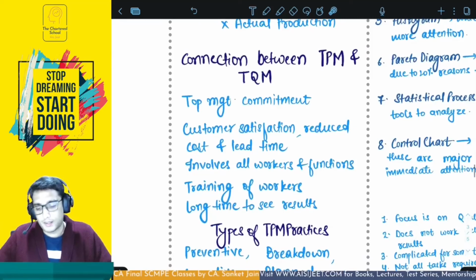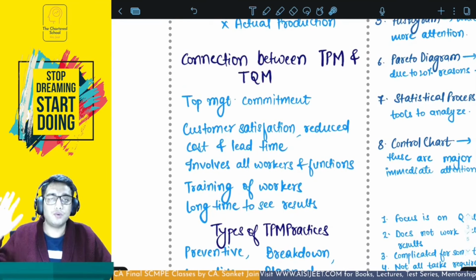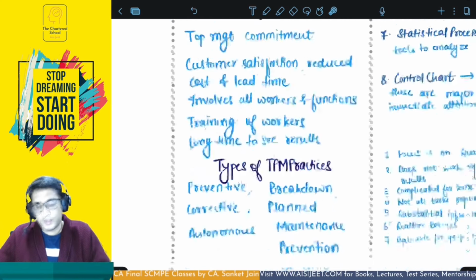Now there are certain connections between TPM and TQM. TQM is something that we studied in chapter number 2. TPM we studied just now. So TPM and TQM have certain points which are connected. Both require top management commitment. Both focus on customer satisfaction. They want to reduce the cost and reduce the lead time. Both of the methods are focusing on involvement of all the workers and functions, and both the models are telling you to train the workers, and both take time to see the results. It's going to take a longer time to see the results.